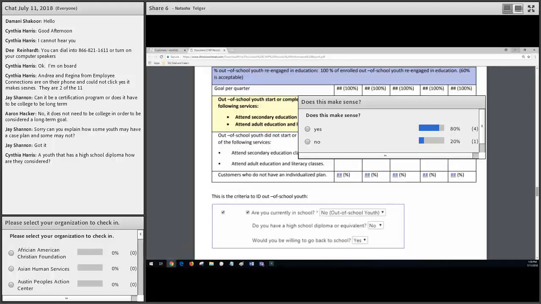So a youth that re-engages in education and makes progress, and we've got some options there for the progress they've made, any of those options might be considered improvement in terms of their re-engagement in education. So if they go back to school and they're actively working towards a high school diploma or GED or other educational credential, then that would be considered re-engaged in education.